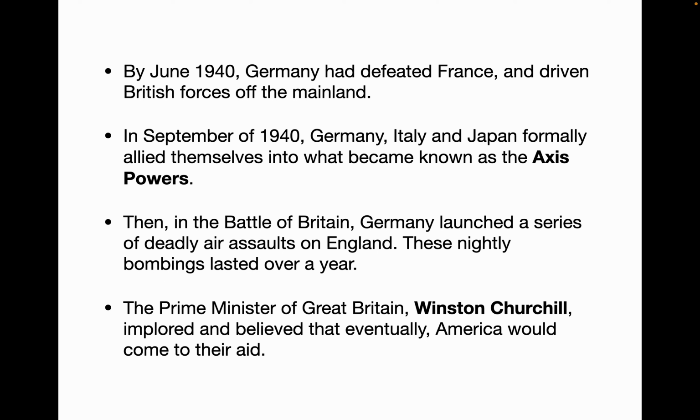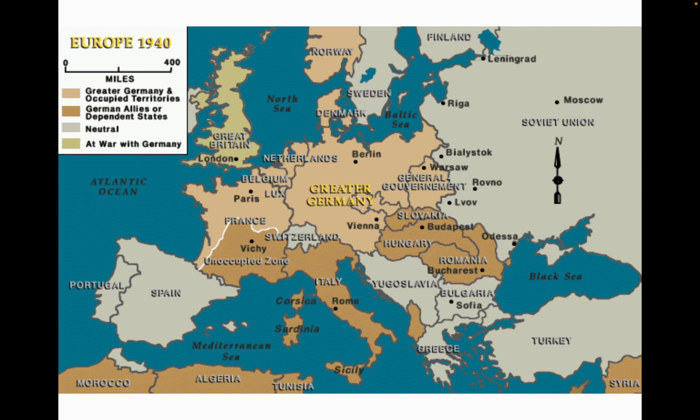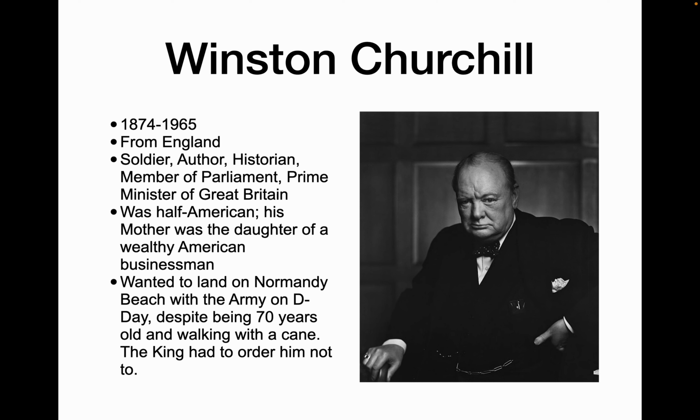He believed America would come to British aid, but for a good solid year, England was basically the last holdout of democracy in Europe, and that had a lot of people very worried. So here is Europe in 1940. We see that Germany has advanced through France and through Poland, that they had allies in Italy and Vichy France and Hungary and Slovakia and Romania and North Africa and so on and so forth.